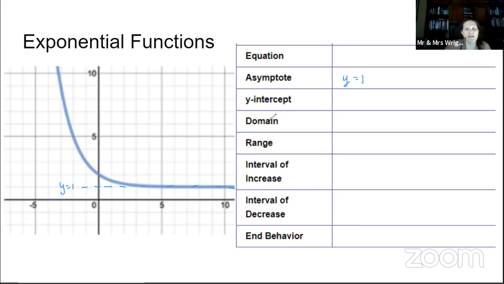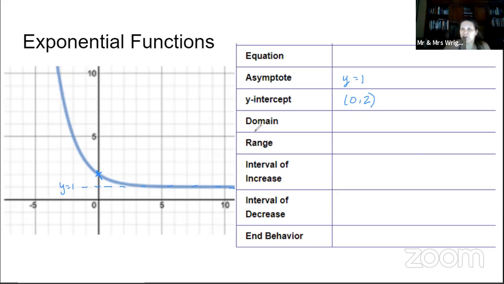All right, what's the y-intercept? That's another easy one. We'll go ahead and do that one. It intercepts the y-axis at 2. So remember, our y-intercept is always an ordered pair with the x being 0, and it intercepts at 2. So that's our y value.